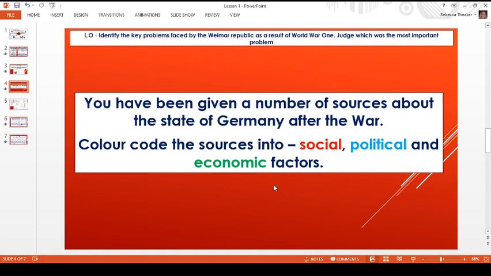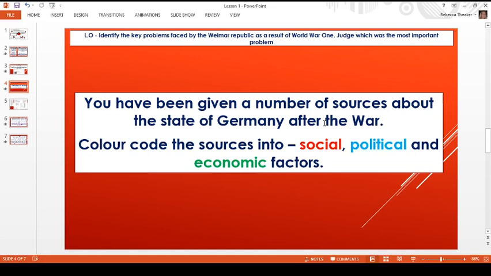instead you'll have to give each source a number, and then record which source is linked to which problem. So does the source mention social problems, political problems, or economic problems? Social is anything that affects ordinary people, so perhaps disease, famine, high unemployment, poor living conditions. Political is anything to do with the power within Germany, people that are vying for power, or the government. And economic factors is anything that affects money.